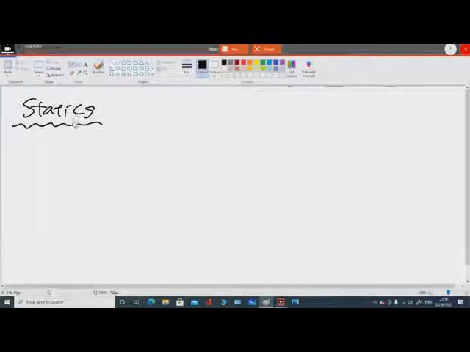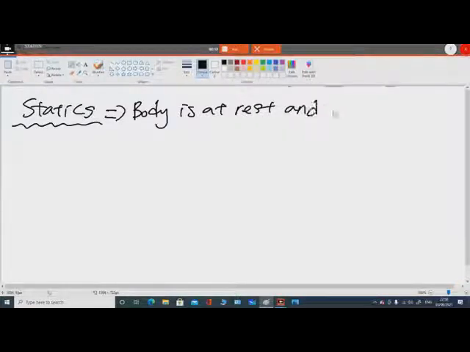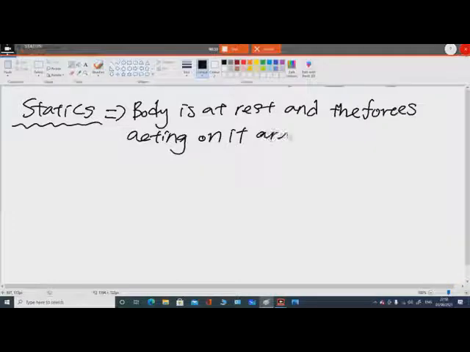So let's talk about statics. So what is actually meant by statics? Statics means that the body is at rest, and the forces acting on it are in equilibrium.